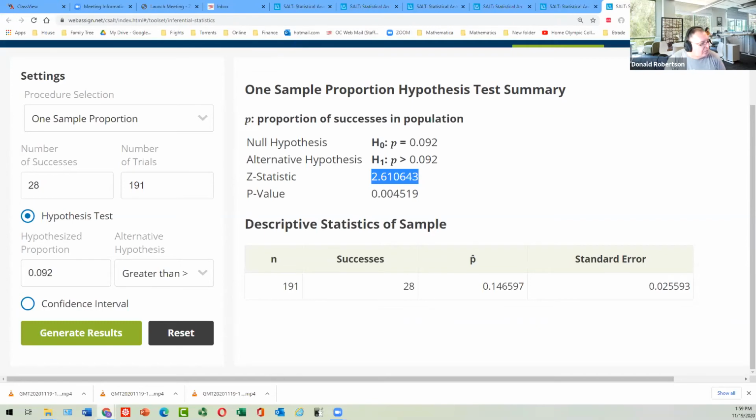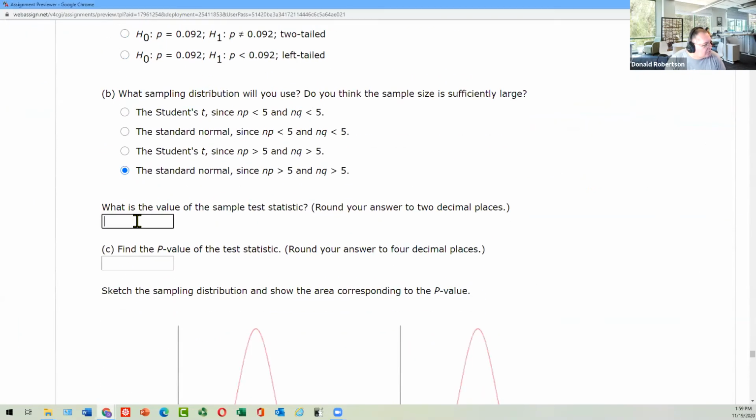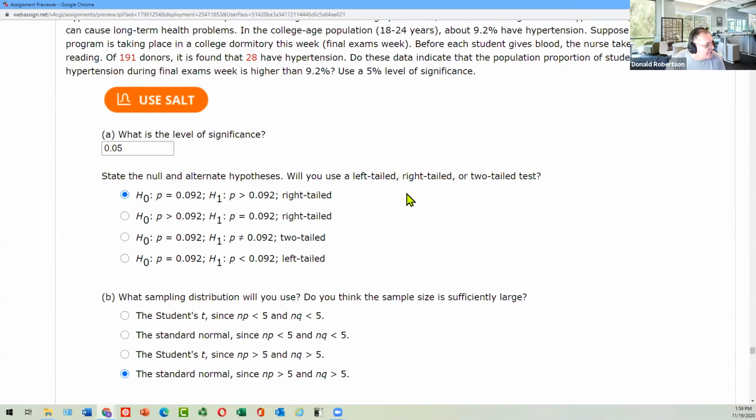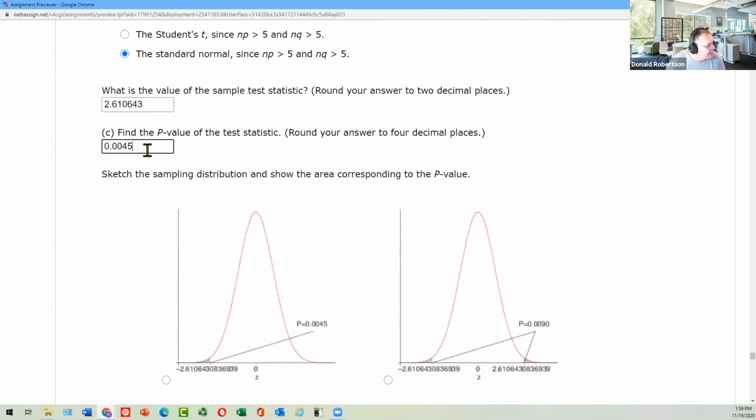So there's your Z score. The P-value was, check it again, the P-value was 0.045. Now we're checking, is that less than 0.05? And the answer is yes.